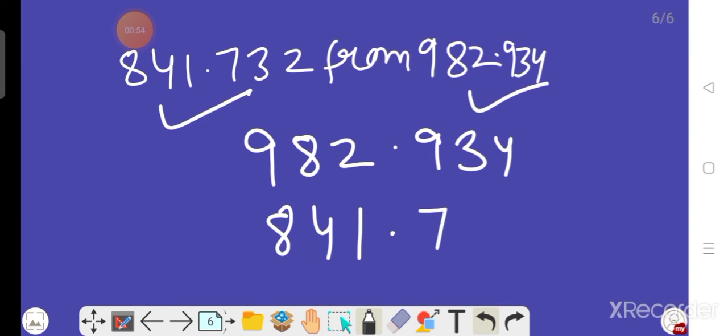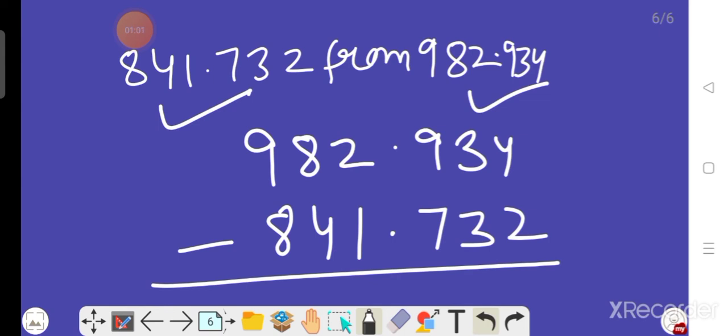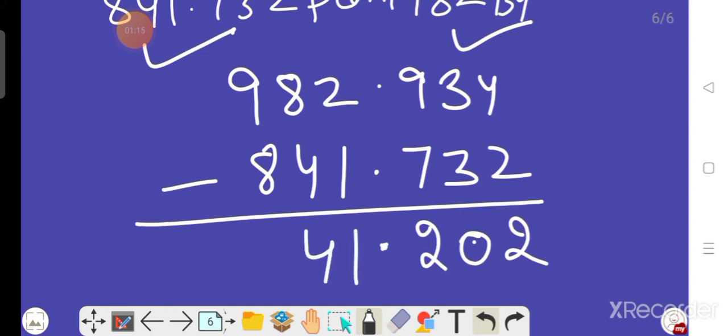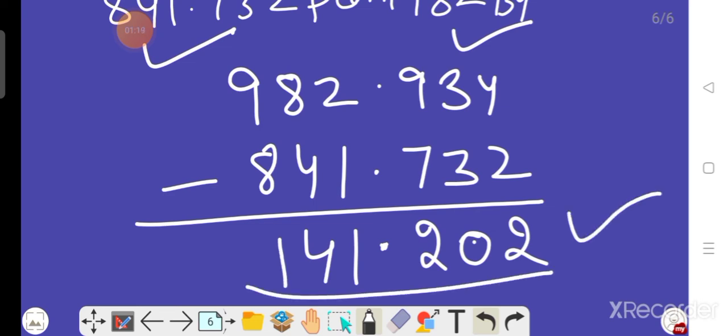the decimal part is below the decimal part of the other. Okay, now we have to subtract. Same like addition, we have to start the subtraction from the right side. Okay, so 4 minus 2 is 2, 3 minus 3 is 0, 9 minus 7 is 2, put the decimal sign, 2 minus 1 is 1, 8 minus 4 is 4, 9 minus 8 is 1. So this is the way by which you can subtract a given decimal number from another number.